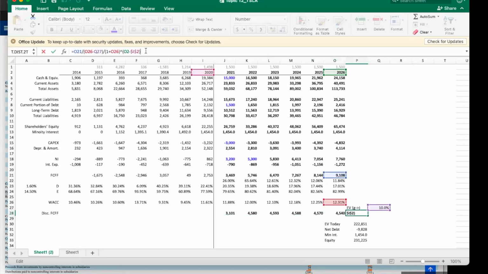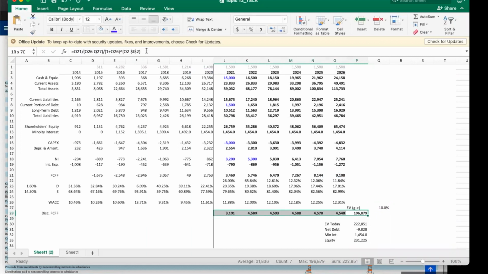And then at the very, very end, I take free cash flow to the firm, divide it by K, 12.31%, minus G, my growth rate, which is 10%. And that's what I use for my enterprise value. I have to discount that because that's the value 6 years from now. And so I discount it using that 1 plus the weighted average cost of capital to the power 6.